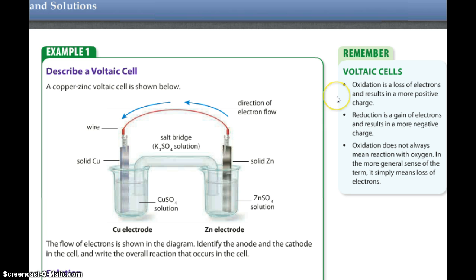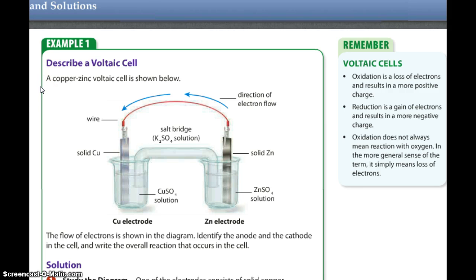Remember, voltaic cells. Oxidation is a loss of electrons and results in a more positive charge. Reduction is a gain of electrons and results in a more negative charge. Oxidation does not always mean reaction with oxygen. In the more general sense of the term, it simply means the loss of electrons, although it can mean the gaining of oxygen. Describe a voltaic cell.